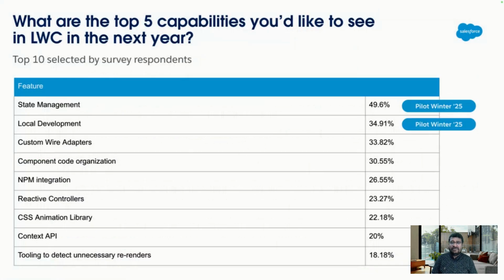So those were the updates that were in our list, and which we got from the Idea Exchange. But at the same time, we also run surveys every year. We got some survey results where the most common asks were about state management, local development, custom wire adapters, and so on and so forth. You can expect state management and local development in pilot in Winter 25. Both of these things are going to be available in pilot.